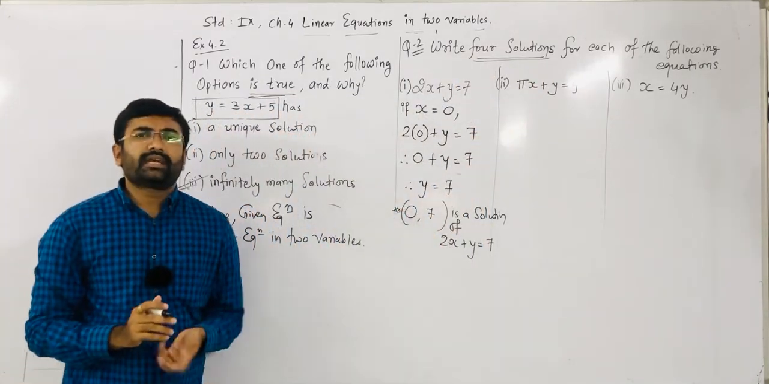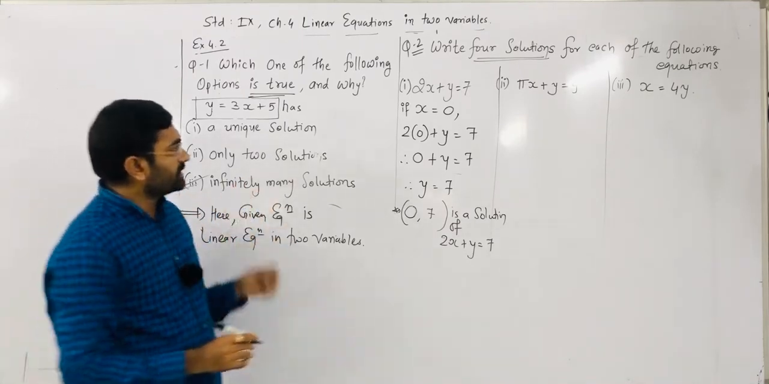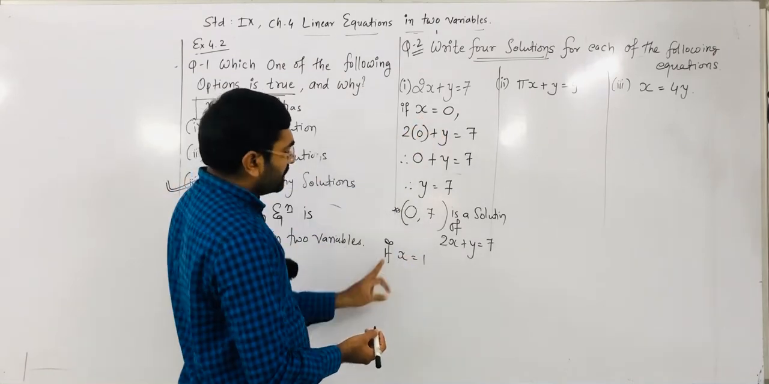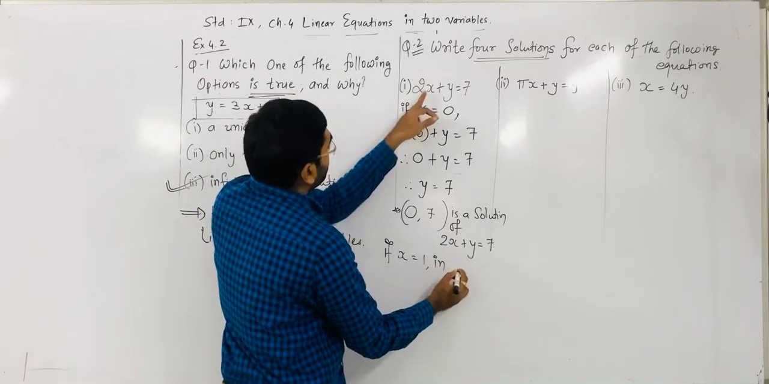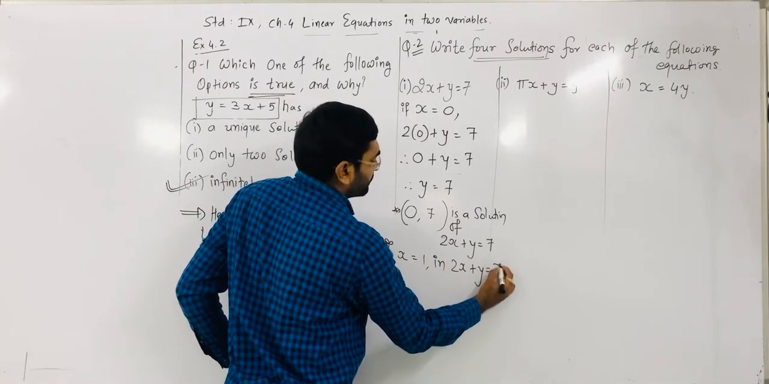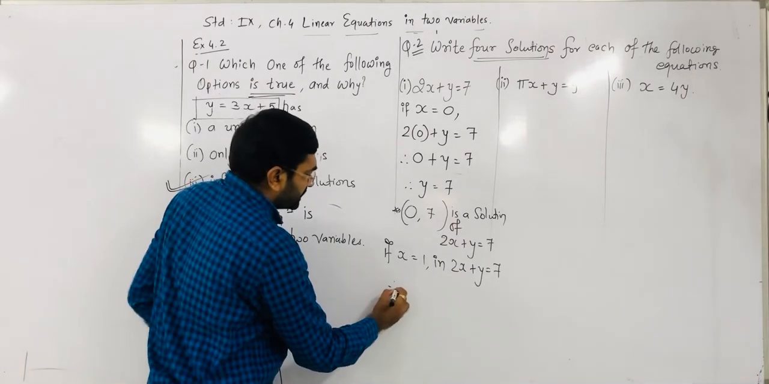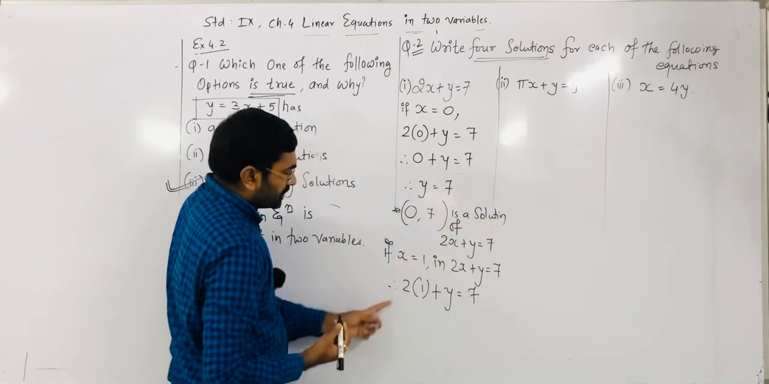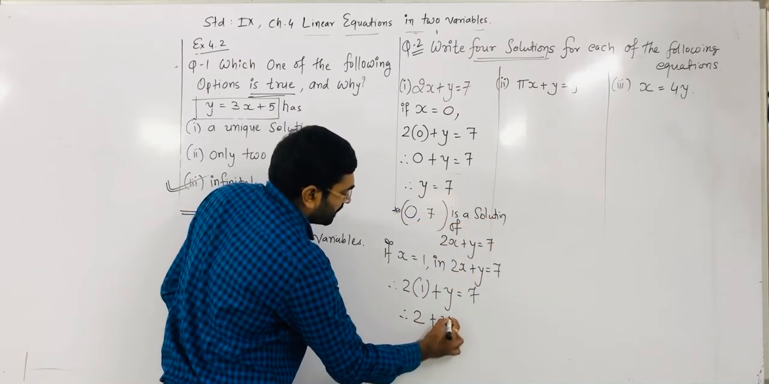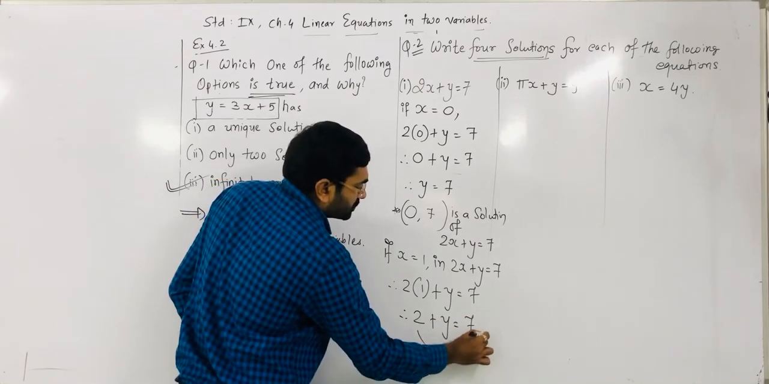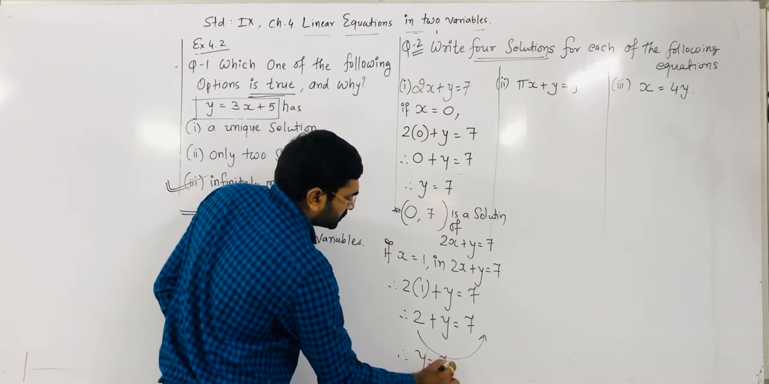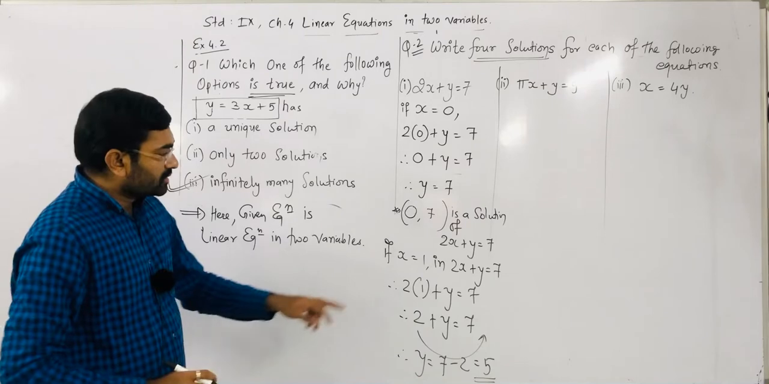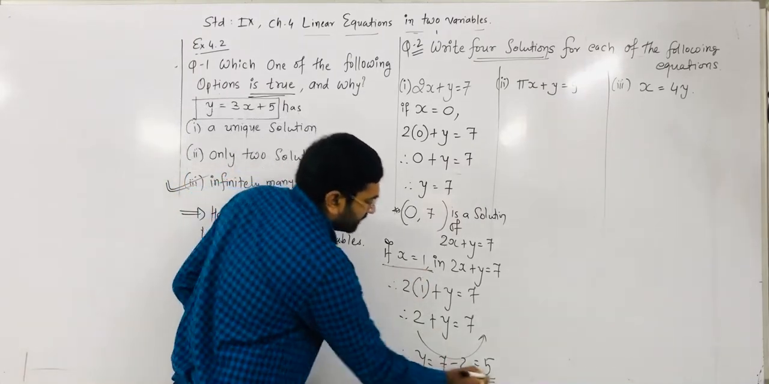So in the same way, we have to take different x values. Suppose I take x is equal to 1, in the equation 2x plus y is equal to 7. In place of x, I have to put the value 1, plus y as it is, equal to 7. So 2 ones are 2, plus y is equal to 7. Plus 2 goes to the right hand side, so we get y is equal to 7 minus 2. 7 minus 2 is equal to what? 5 we get.